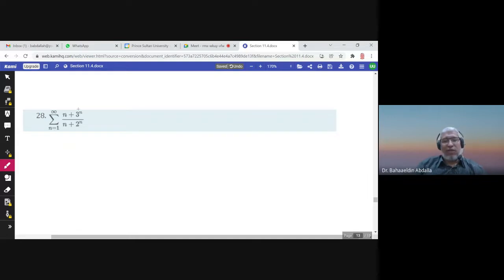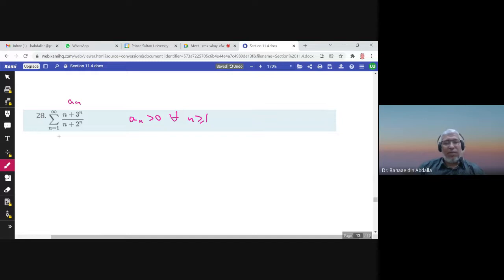When n goes to infinity, 3 to the power n will dominate the numerator because it's much greater than n, and also 2 to the power n. So I can take bn here as 3 to the power n over 2 to the power n. Okay, and I can use limit comparison test, but I can use the direct comparison test here. But let me first say that an is positive for all n greater than or equal to 1.